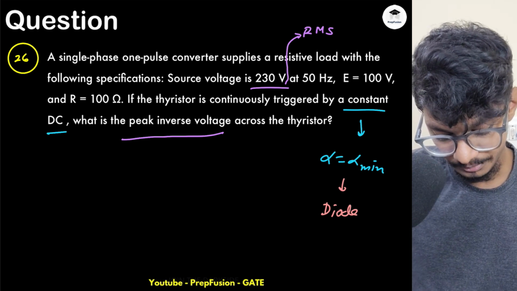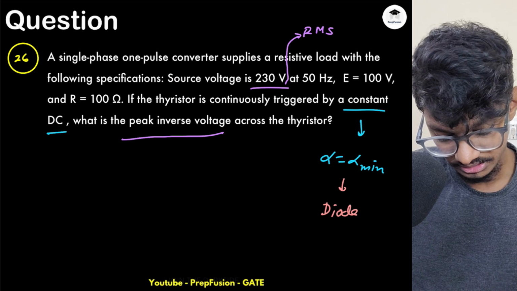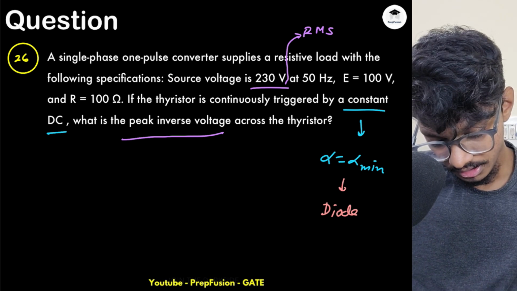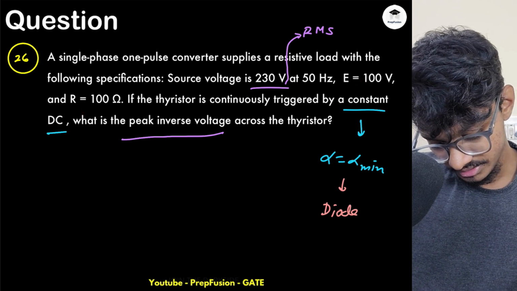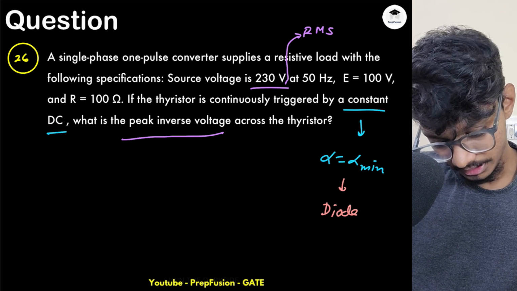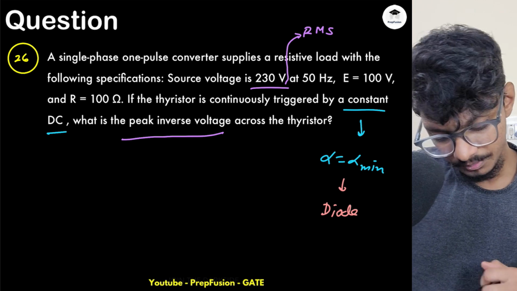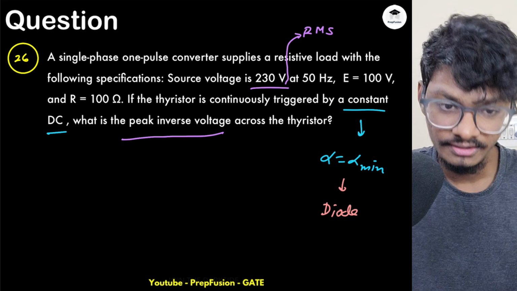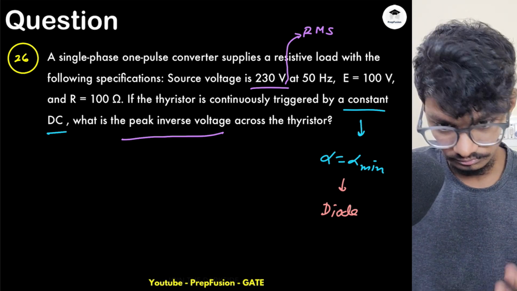So I have a single phase 1 pulse converter. Okay, it supplies the resistive load. So I have an ER load, right? And obviously I don't have any emitter here. So what will be the peak inverse voltage across the thyristor? Very simple.